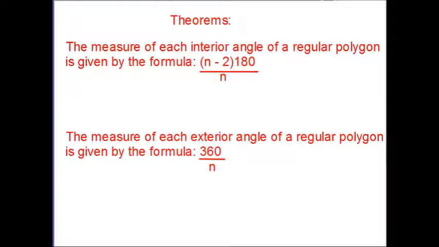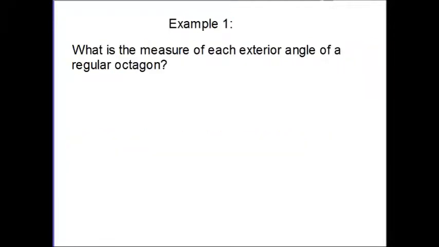Our first theorem, the measure of each interior angle of a regular polygon is given by the formula number of sides times 180, which is the total interior, divided by the number of sides to get what each angle is. Our second formula, the measure of each exterior angle of a regular polygon is given by the formula 360, which is the total of the exteriors, divided by the number of sides. And now we have lots of examples.